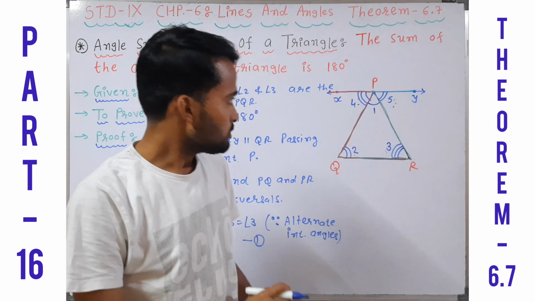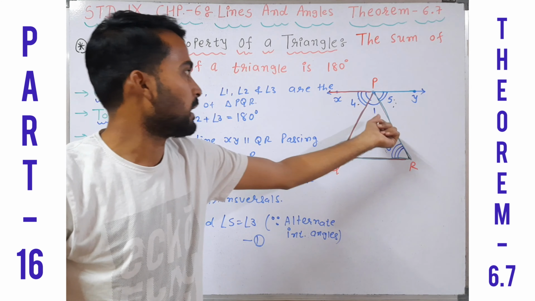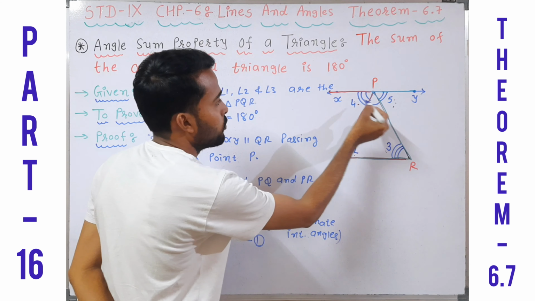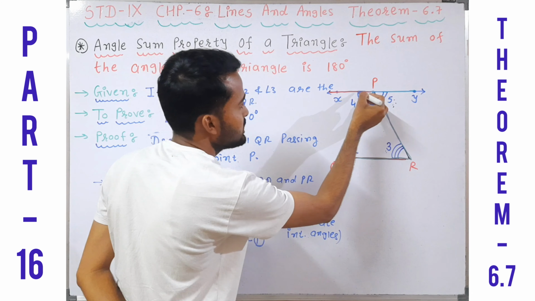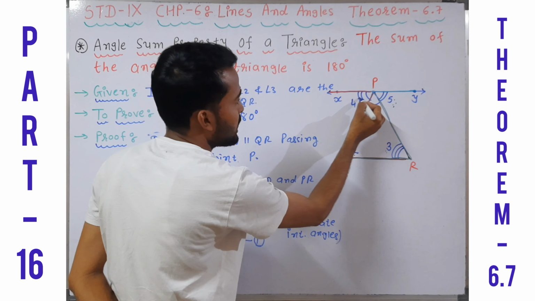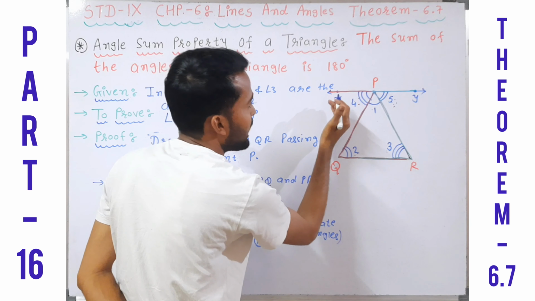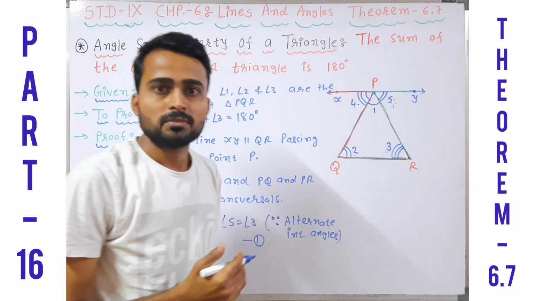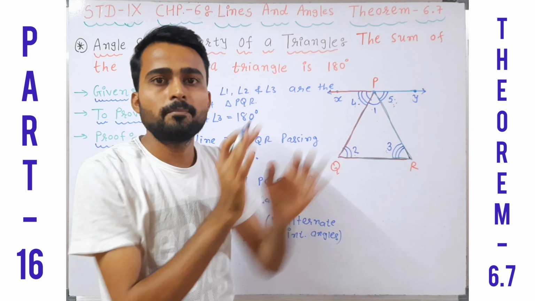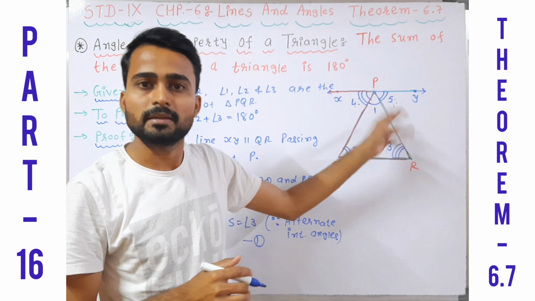Now students, if we add these three angles, angle 4, angle 1 and angle 5, according to the diagram, these three angles together form line XPY, right? So this is a 180 degree angle because they will together add up to form a 180 degree angle. If we add these three, they will form a 180 degree angle, right?